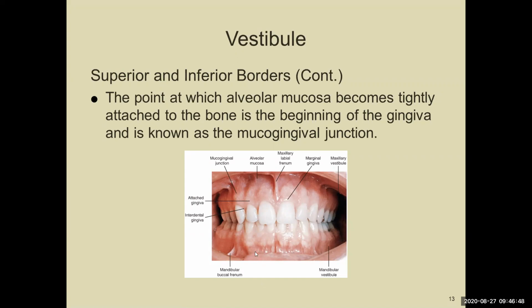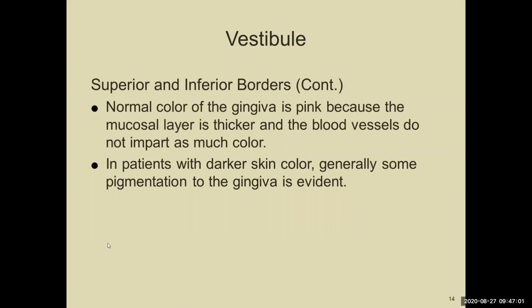So this is labial mucosa. This is attached gingiva. This is buccal mucosa because it's towards the cheek. The normal color of the gingiva is pink because the tissue layer is thicker and the blood vessels don't impart much color. The thicker the gingiva is, the paler the tissue is going to be, versus that mucosa that's loose and friable, which is more translucent and thinner, and it's going to appear redder.